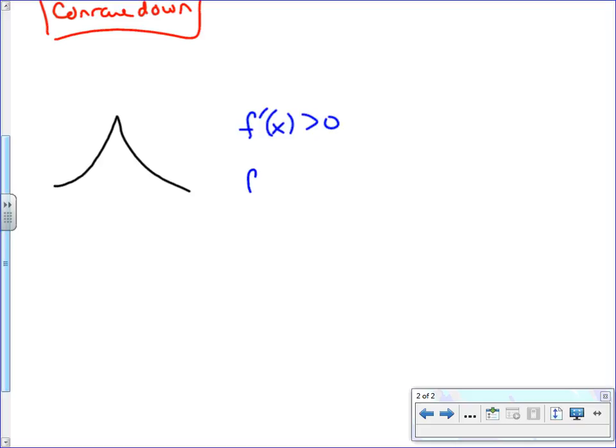And then what happens to it? Yeah, it's undefined. Or you can say does not exist. Right there at that point. And then on the other side of it, f prime is, no, f prime is negative. Okay, f prime is negative.